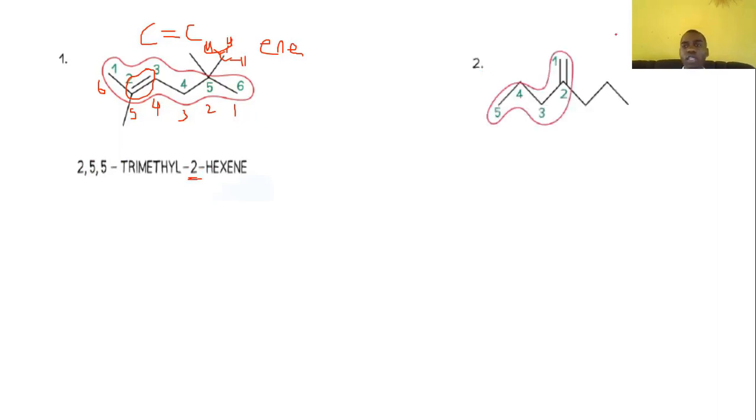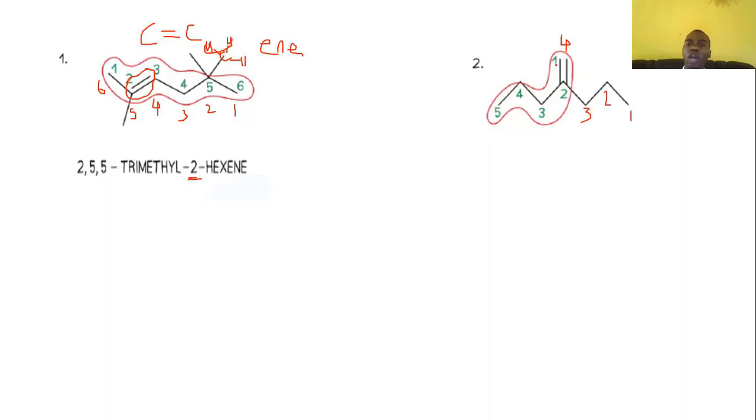Okay, let's look at our second example here. So the second example also, we are going to identify our longest chain. Remember, when numbering, we have to start from where the double bond is. If we start from here, 1, 2, 3, the double bond will become position 4. Again, if we start from here, 1, 2, 3, 4, it will be on position 4. So we have to start from where the double bond is. That will be our position 1. So 1, 2, 3, 4, 5.